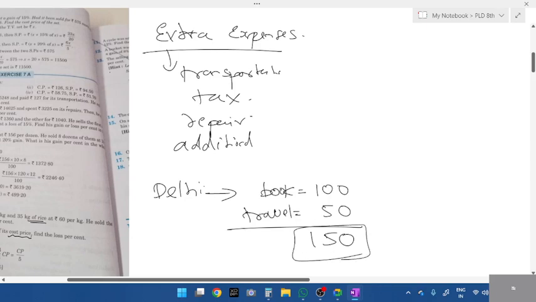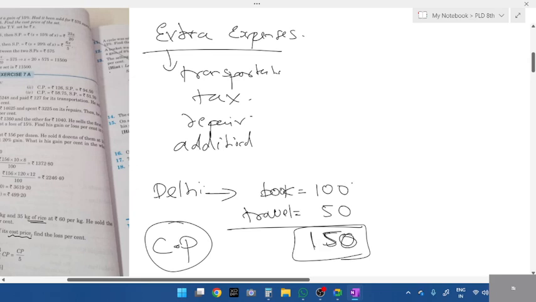Yes. So this travel, transportation, tax, repair, all this are known as additional expenses. So with which one do you have to add? You have to always add it with the cost price. Okay. Now the total cost price is 150.